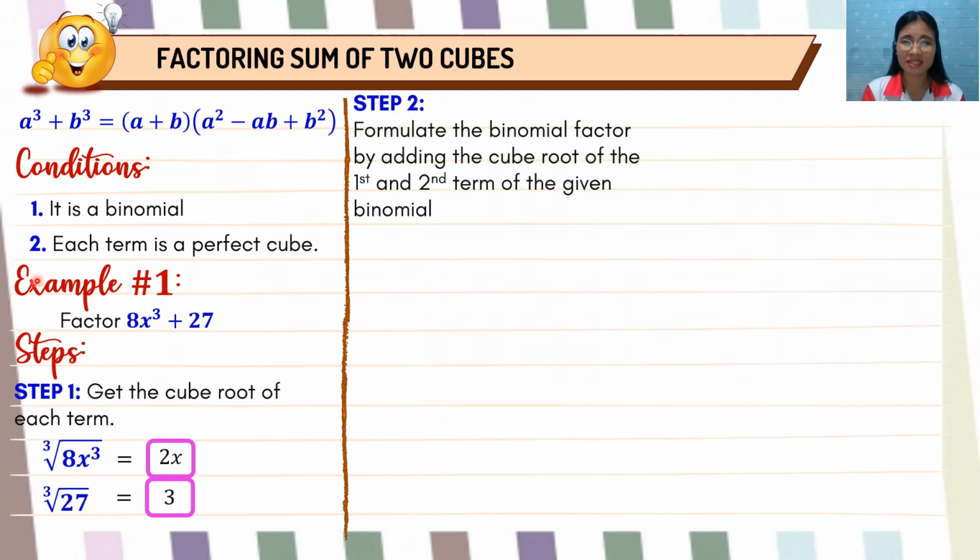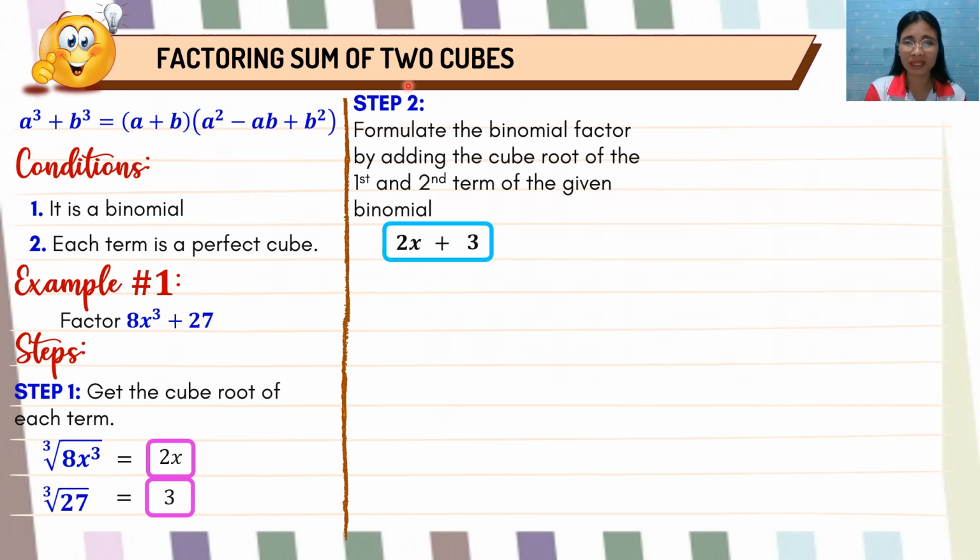So next is step 2, formulate the binomial factor by adding the cube root of the first and the second term of the given binomial. So looking at the general equation, the factor of sum of two cubes is a binomial and a trinomial. So we are going to start creating the binomial factor first. So since we were already able to get the cube root of each term, all we need to do is add. So which means our binomial factor is 2x plus 3. So we have now our binomial factor.